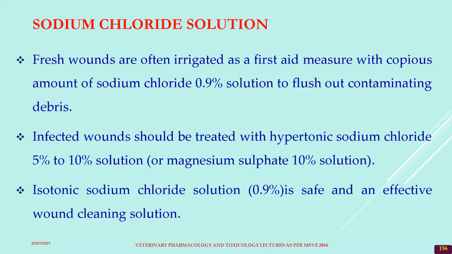Especially the contaminated wounds, because it is non-irritant, and infected wounds should be treated. So in the hospitals you may get 0.9% sodium chloride, and hypertonic sodium chloride may also be used for the particular purpose. So, or magnesium sulfate 10% solution. That's the isotonic sodium chloride solution, 0.9%, means 900 milligrams in 100 ml, a safe and effective wound cleansing solution.